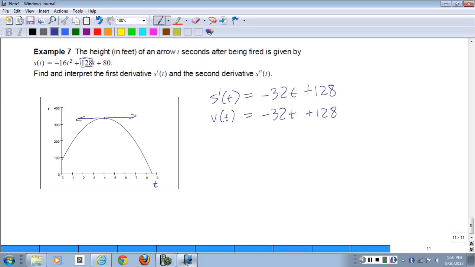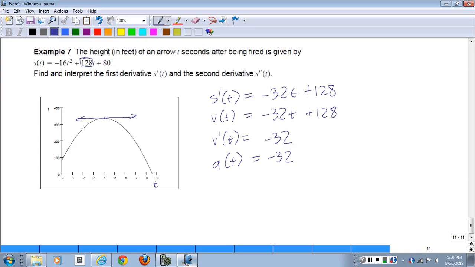All right. So that's the velocity function, and if we take v prime of t, that's just going to be negative 32. And we can regard that as the acceleration function. So we're looking at uniform acceleration, or constant acceleration. The particle is constantly having its velocity change at the rate of negative 32 feet per second per second.